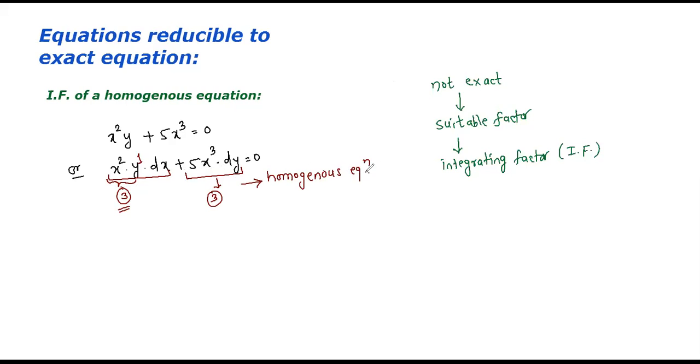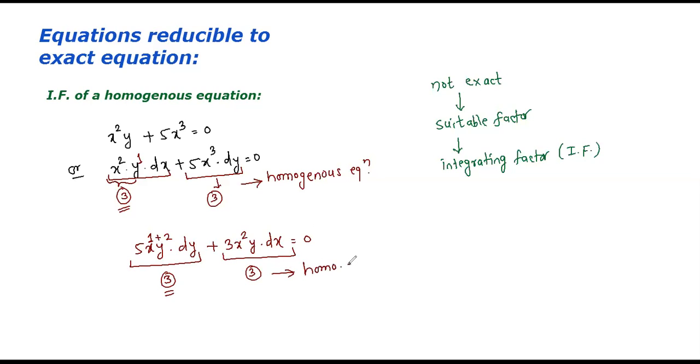Suppose we consider one more example. Suppose it is given as 5xy square into dy plus 3x square y into dx, which is equal to 0. Now again check the degree of the first term. It is 1 plus 2, so it is 3. What is the degree of this term? 3. So the degree of each term is equal. So it is a homogeneous equation.